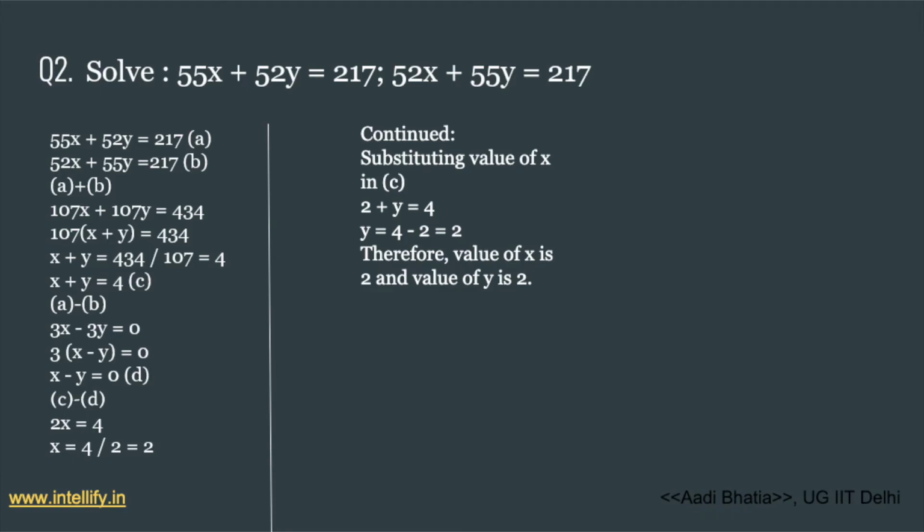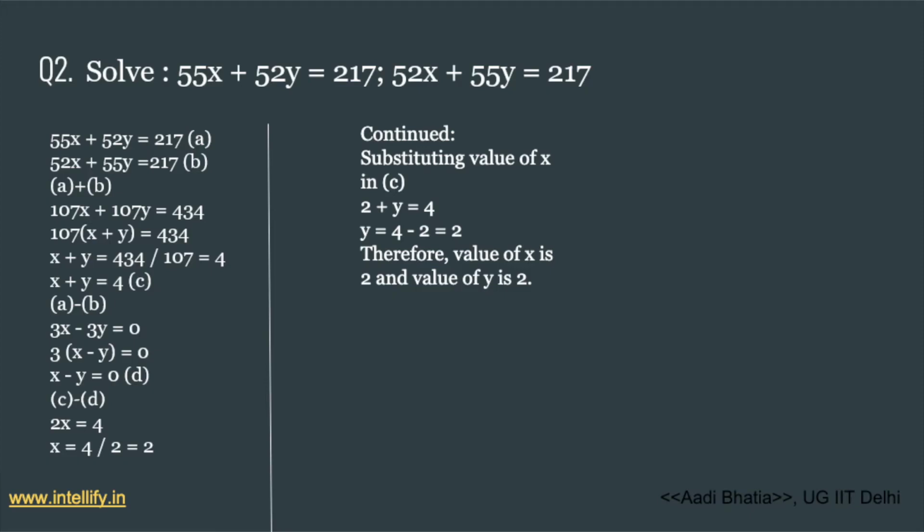The second question is 55x plus 52y is equal to 217, and 52x plus 55y is equal to 217. You'll take the first equation as a and the second as b. a plus b: 107x plus 107y is equal to 434. 107 into x plus y is equal to 434. x plus y upon 107 will equal 4.